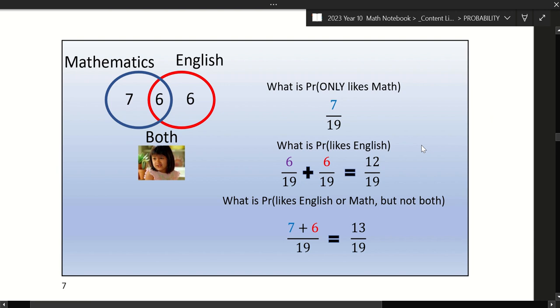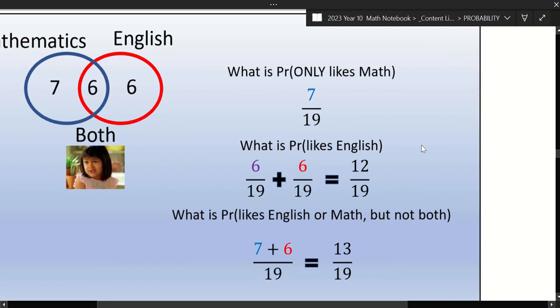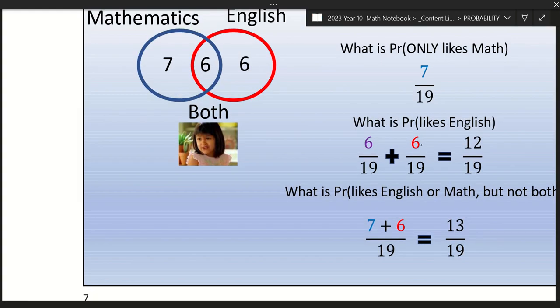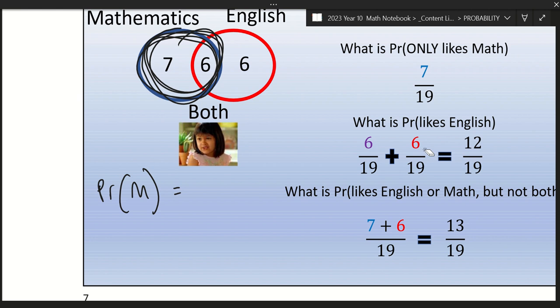I might. Actually, I won't add another one. Actually, let's add one. What's the probability? I'm just going to add it here. And what does this mean? PR of M. What does that mean? All of math. Yes. How much is that? 13. Yeah, because it's all of math, which means all of the math circle. It's all right, Abby. You'll get there. So it should be 13 out of 19.